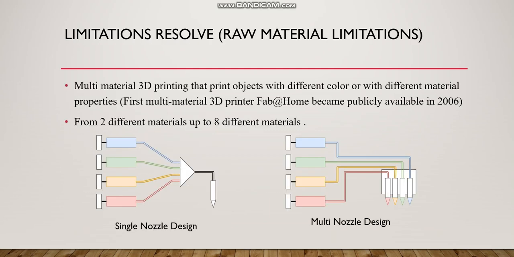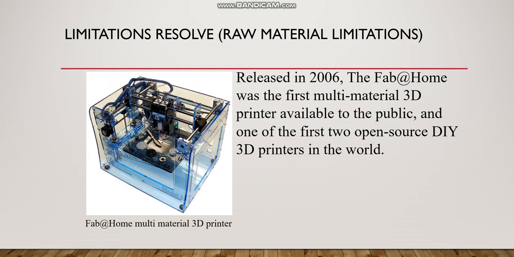So how is the raw material limitation resolved? Until today, we have single nozzle design and multi-nozzle design, which originated with multi-material 3D printing that prints objects with different colors or with different material properties. It can change up to 8 different materials. This is the first multi-material 3D printer, released in 2006, and it is one of the first two open source DIY 3D printers in the world.